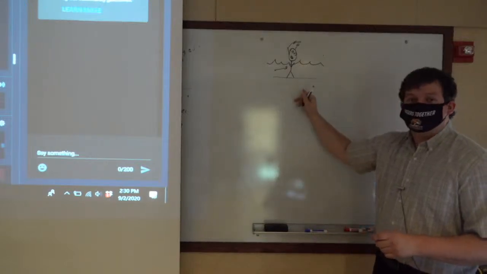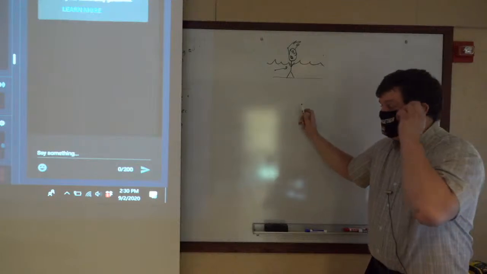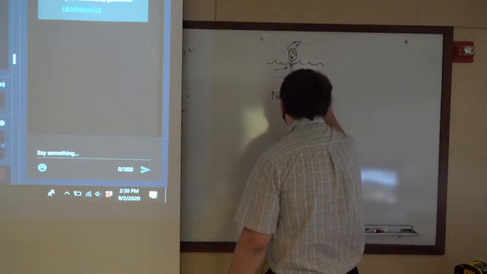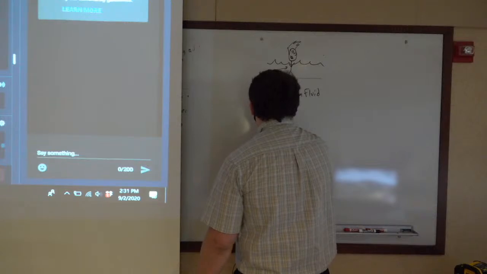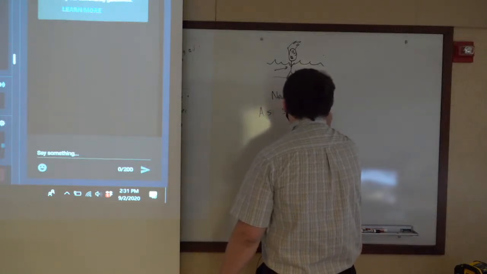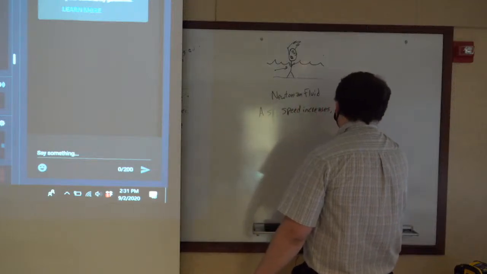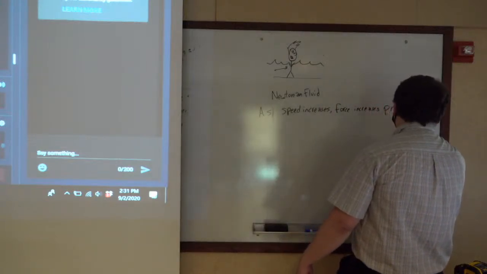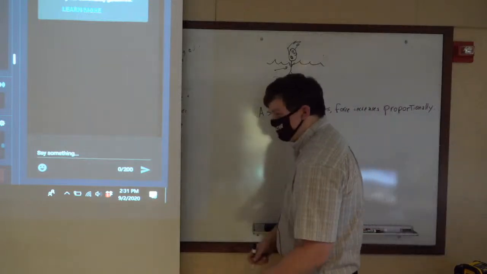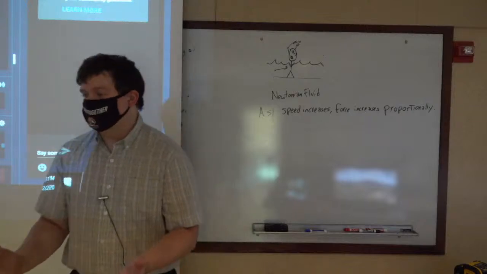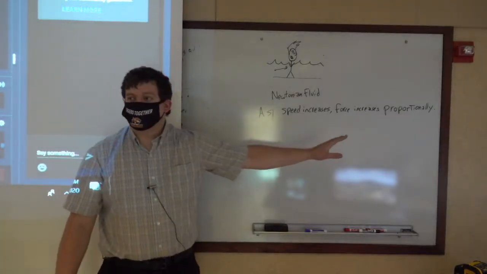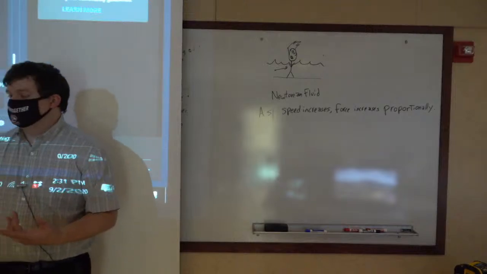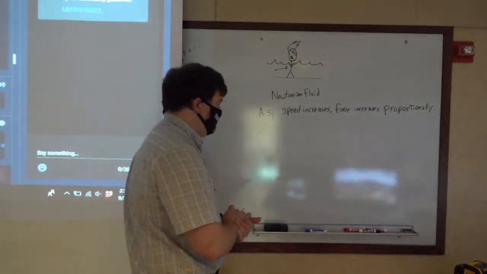So, in this case, the faster I go, the more force I experience. This is water, which is a Newtonian fluid. As speed increases, force increases proportionally. Proportionally, that's the key word here. In a Newtonian fluid, the increase in speed means an increase in force. If I'm going twice as fast, I'm going to experience twice as much force. That's just how it is. It's a Newtonian fluid.